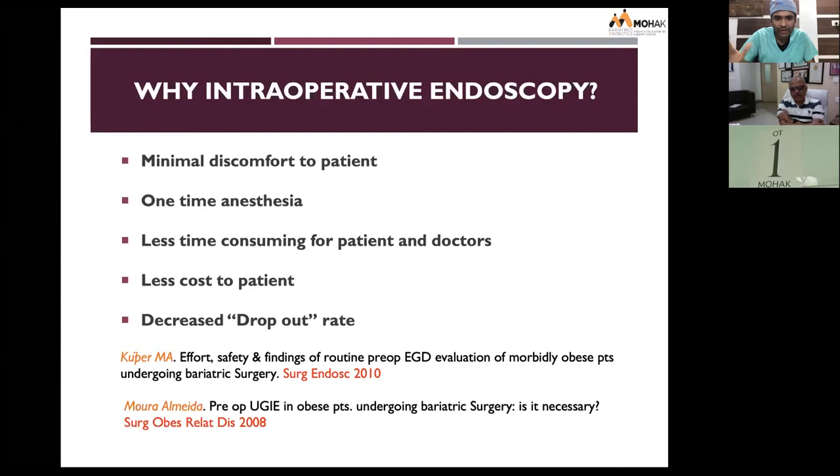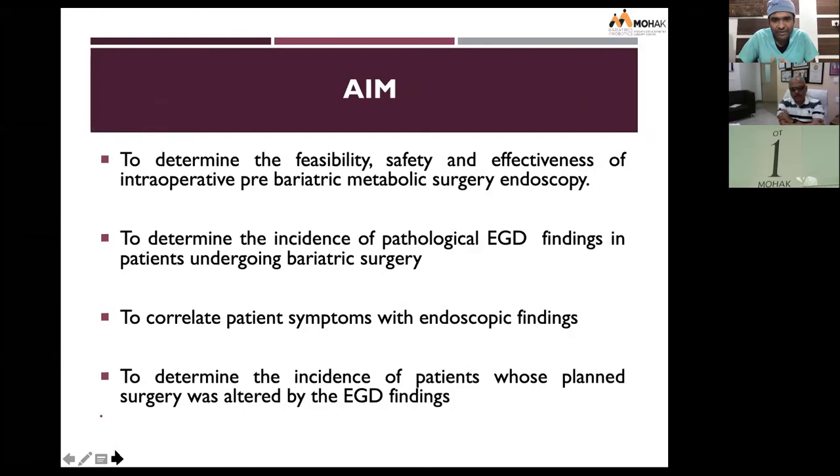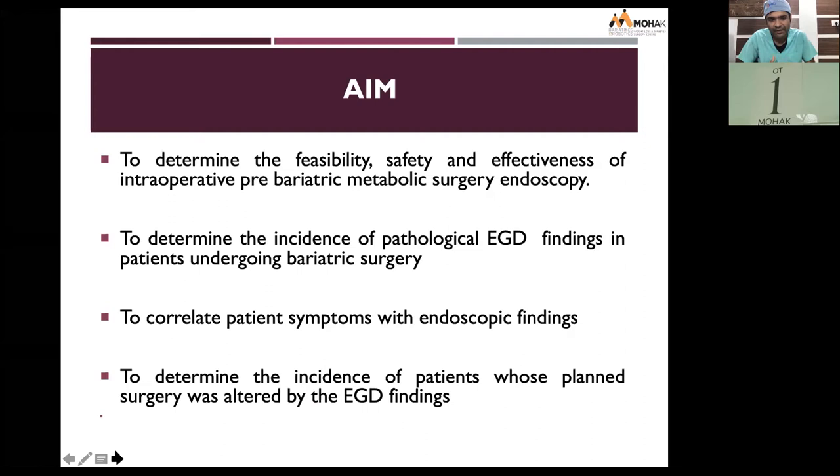Now, the aim of this study which I'm presenting was to determine the feasibility, safety, and effectiveness of intraoperative pre-bariatric surgery endoscopy. The second aim was to determine the incidence of pathological findings just before the surgery, on the table, before the patient undergoes bariatric surgery. Then the interesting part was to correlate the symptoms with the endoscopic findings, and to determine the incidence of patients whose planned surgery was altered because of this approach.